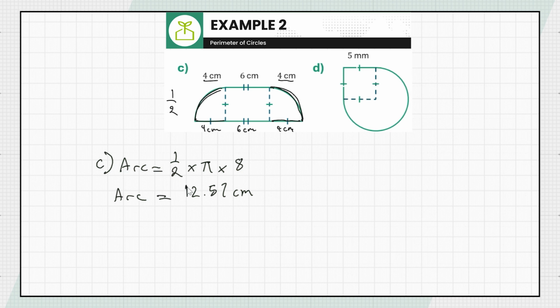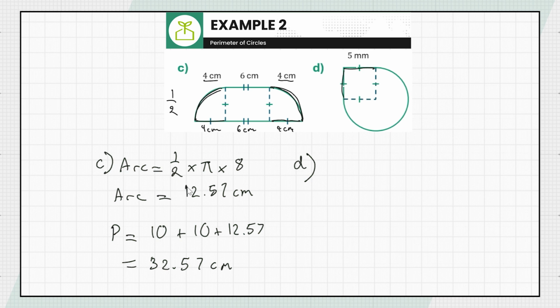So now to determine the total perimeter, we have 1 unit of radius, which is 4, plus this length here of 6, and then we have the same on the other side, 4 plus 6. So they're both going to be equal to 10, so our perimeter is going to be equal to 10 plus 10 plus 12.57, and that just equals 32.57 centimeters.